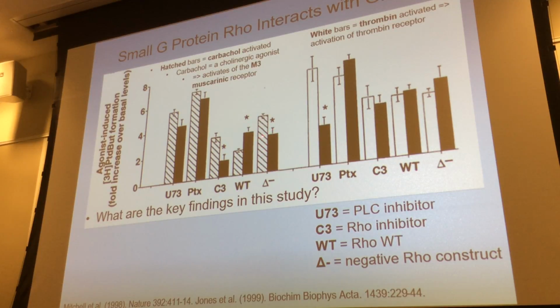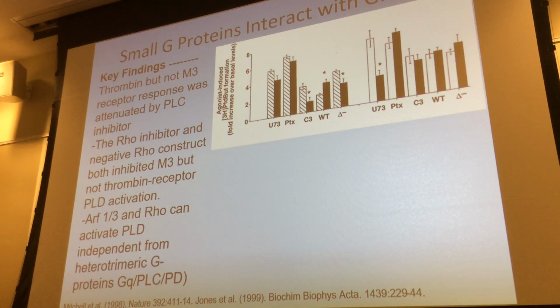When we put in our dominant negative, what do we have? A decrease. What happened over here? Nothing. Okay. So one last figure. How do we regulate this? So our Rho inhibitors, we've got all of these.